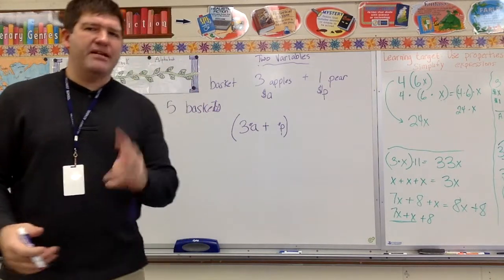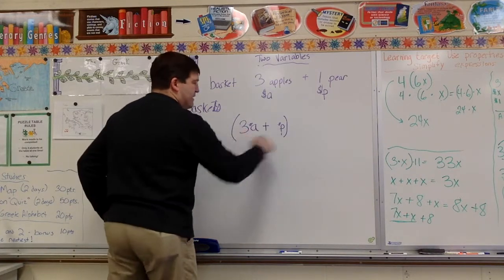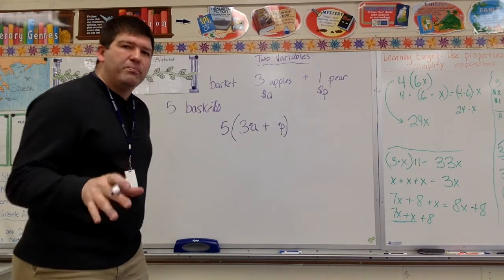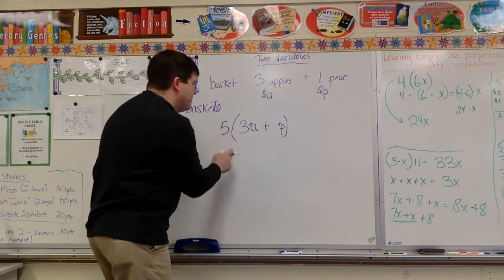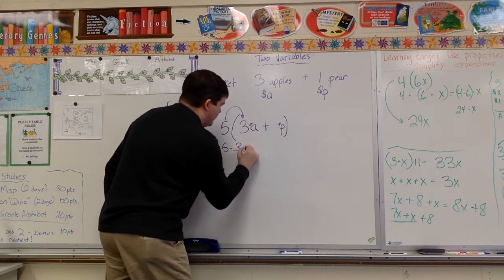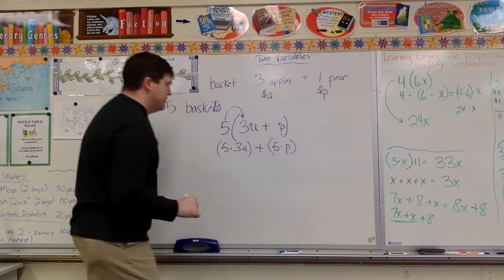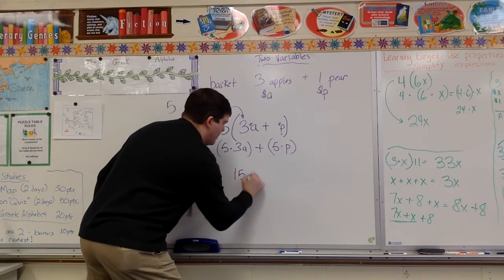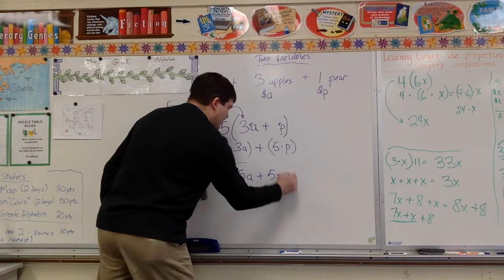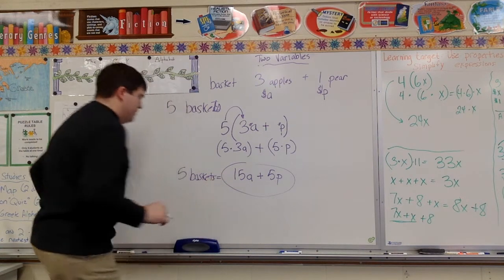But I have 5 baskets. 5 baskets that I want. So I don't want 1 of these. I want 5 of them. Okay? Now I'm going to use my distributive property to simplify this. Okay? So I go over here. 5 times 3A, plus 5 times P. Okay? So it's going to be 15A plus 5P. And this will be 5 baskets. The cost of 5 baskets.